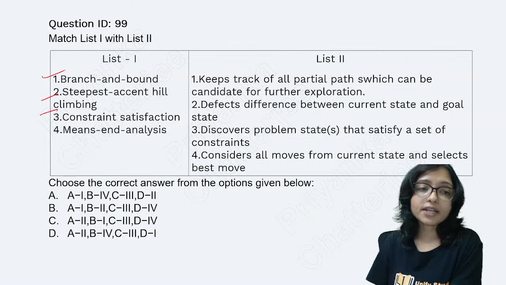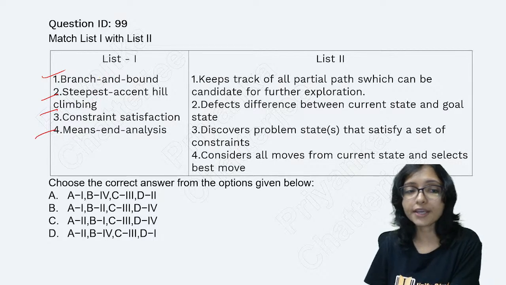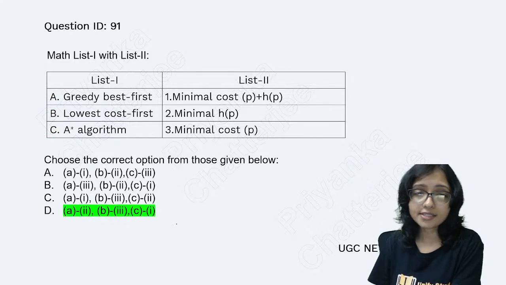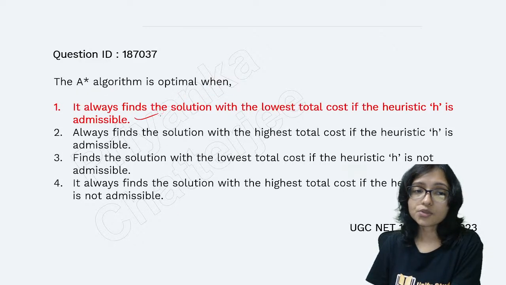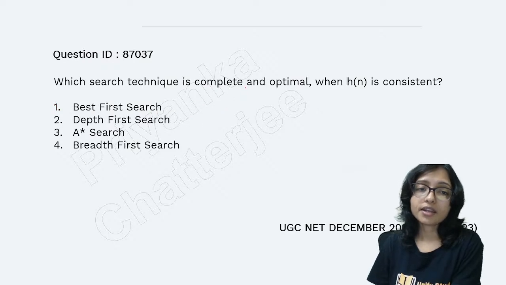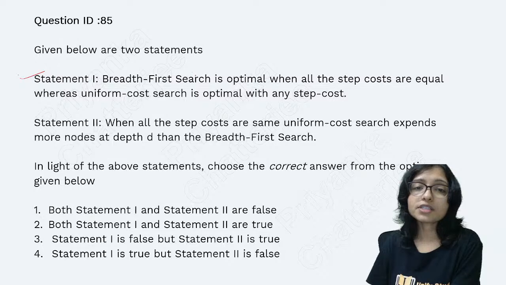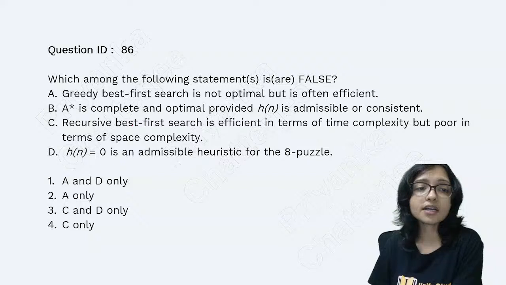Branch and bound, stepping, constraint and means-end analysis that we discussed yesterday already, and this is the answer. Greedy best first, lowest cost, A star. This is the answer. Here A star is optimal when. This will be the answer. Alpha beta search updated everywhere. Here the technique complete and optimal for the h(n), that is A star. Breadth first search is working step by step, and this is the statement. This will be the answer.